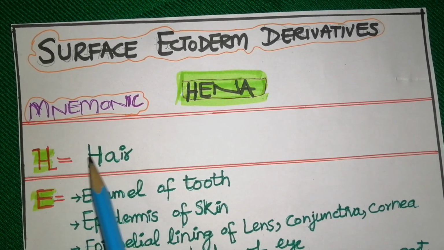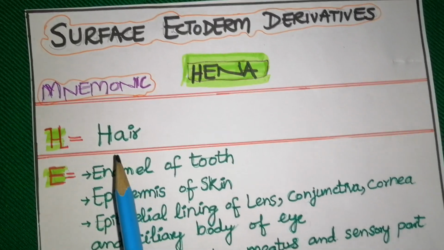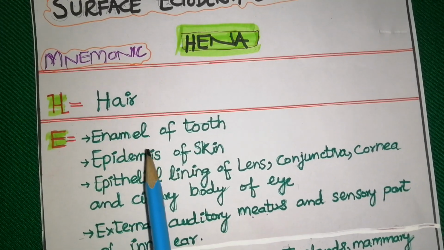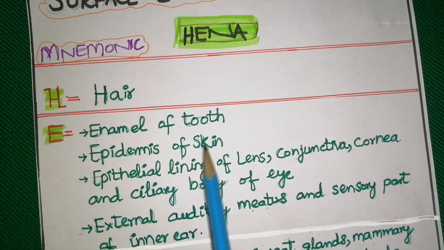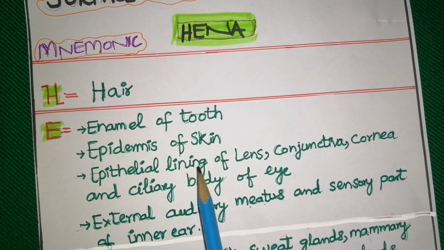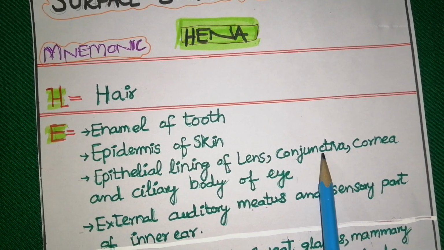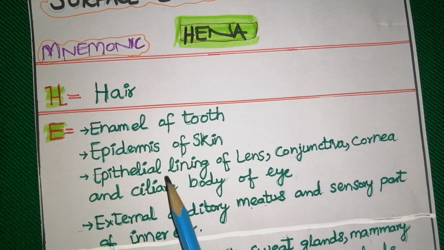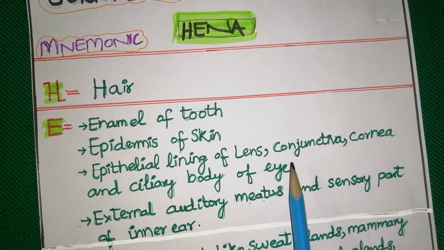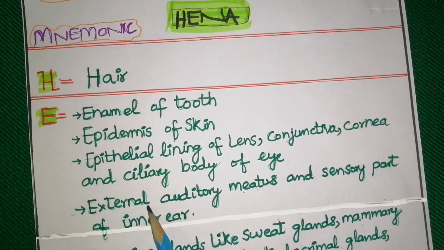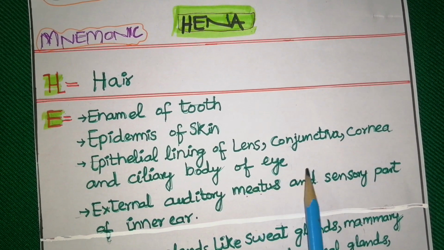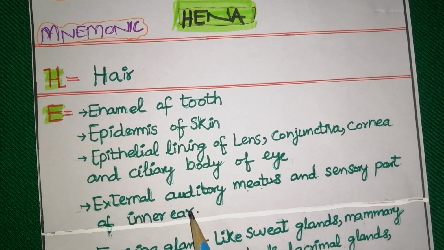So H here stands for hair. E stands for enamel of tooth, epidermis of skin, epithelial lining of lens, conjunctiva, cornea and ciliary body of eye. E also stands for external auditory meatus and sensory part of the inner ear.